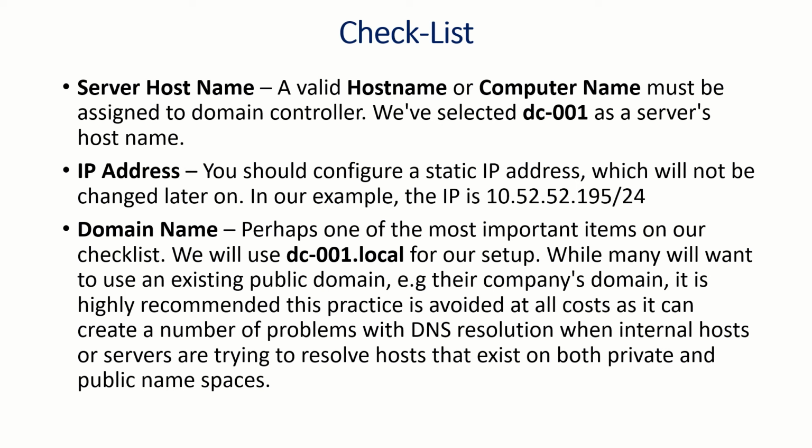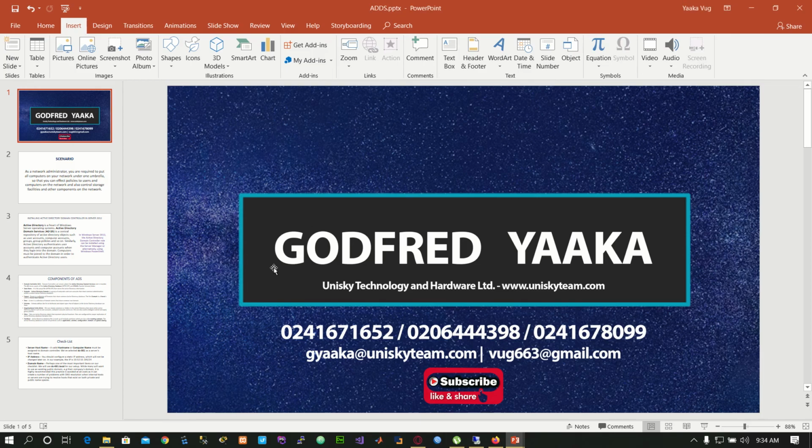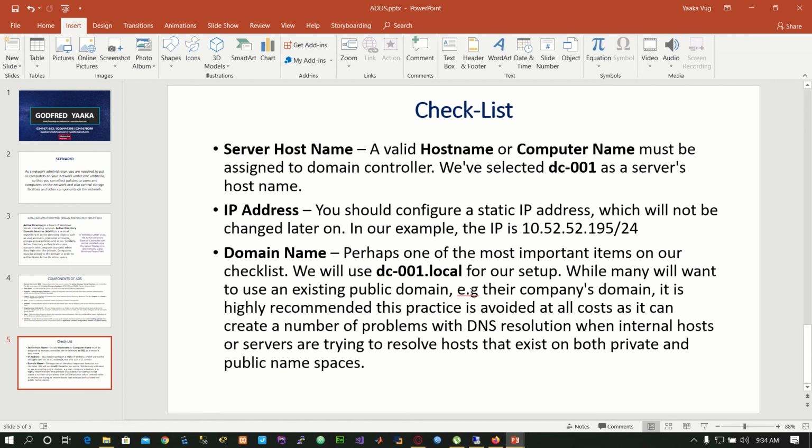Then there is the domain name. Now, the domain name is sometimes very complex. Microsoft recommends that you use different domain names for internal domains, internal DNS systems, such that it doesn't conflict or have issues with your external domain. So for this particular purpose, we would be choosing something like DC001 for our Active Directory service.